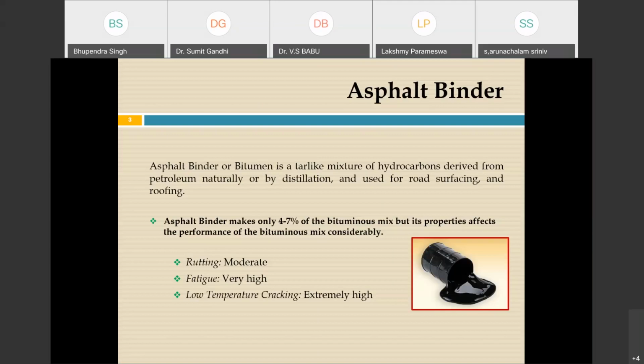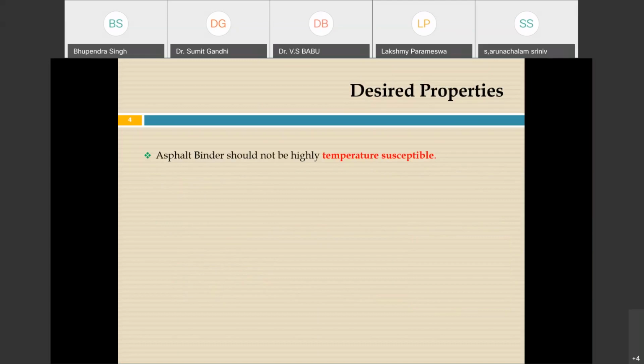And for choosing the right grade of bitumen for the construction of the road, it is very important that we grade it properly depending upon its important characteristics. So that is why today I'm going to discuss bitumen, or asphalt binder, grading. But before that, I'll be talking about some of the desired properties that we want from the asphalt binders.